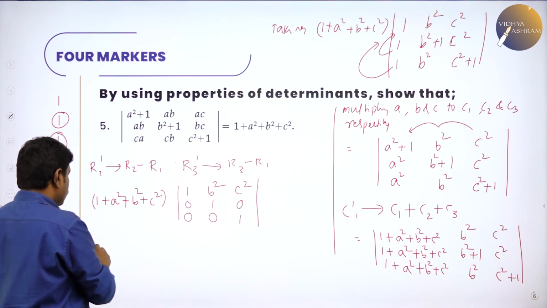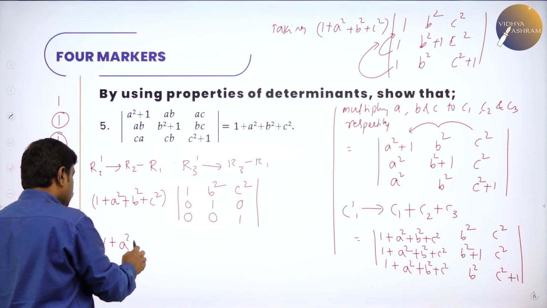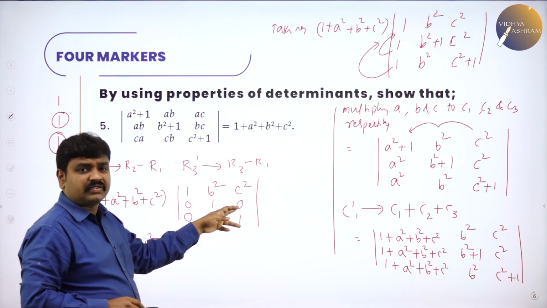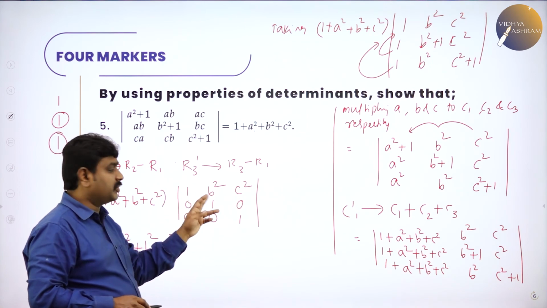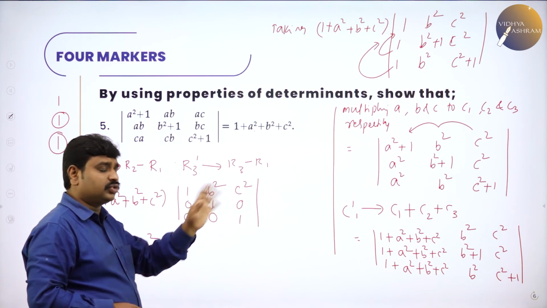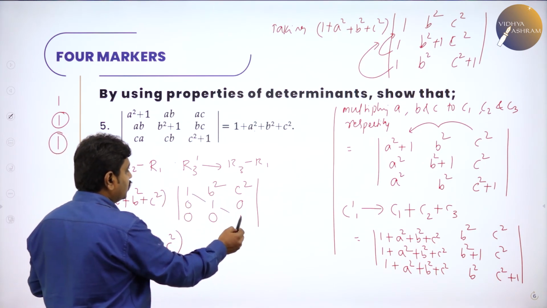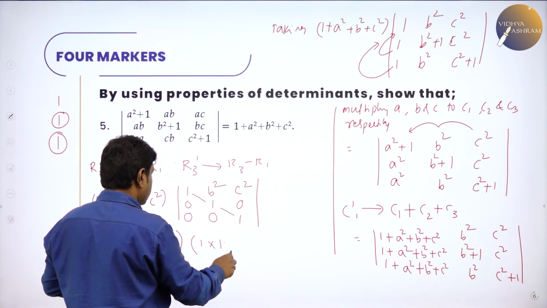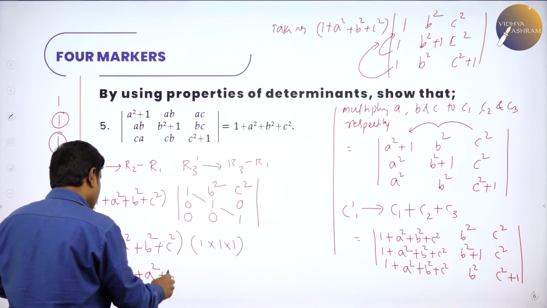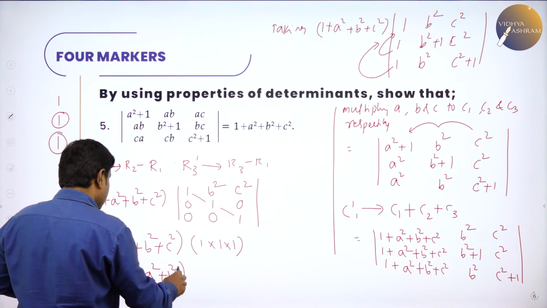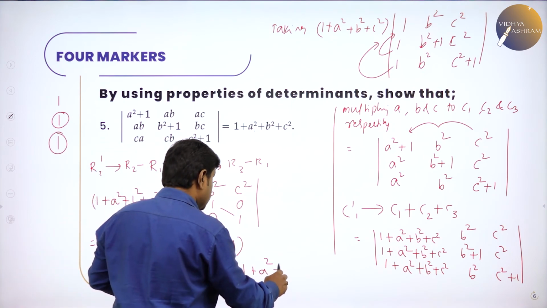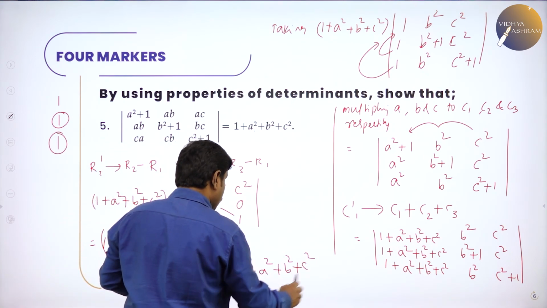So you can see below the diagonal all the elements are zeros. If below any one side of the diagonal, elements are zeros, then the value of the determinant is the product of the diagonal elements. Or you expand it, direct expansion also gives you the product of this. So answer is 1 into 1 into 1, and what is left out? 1 plus a square plus b square plus c square into 1, into 1 is same. So we'll get 1 plus a square plus b square plus c square, which is equal to RHS.